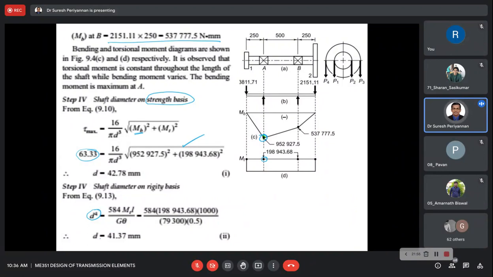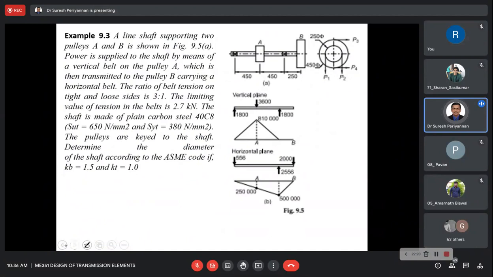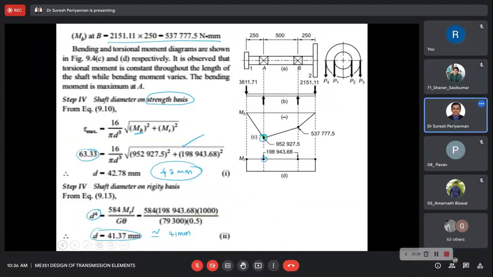Finally, D is equal to 41.37, which is nothing but 41 mm. This is nothing but 43 mm, so this is the designed value. This is the permissible value for the shaft design, the diameter of the shaft. Now, this is a different, second problem, this is the third problem. If you have any doubt, please ask me. Shall we move to the next problem?